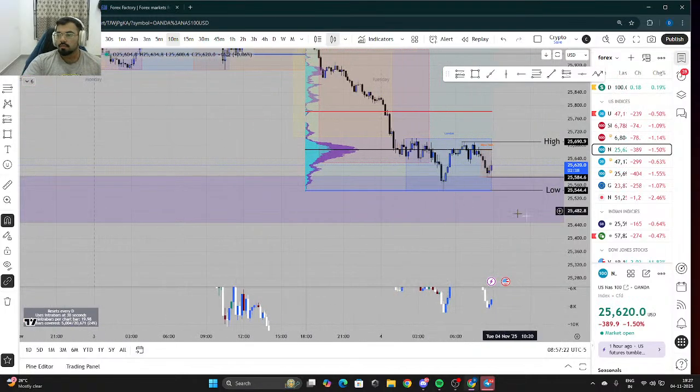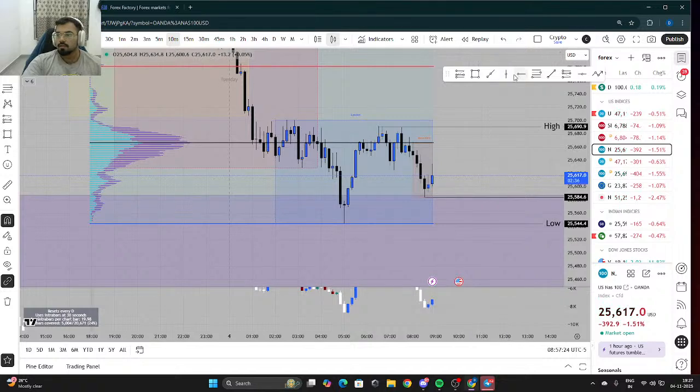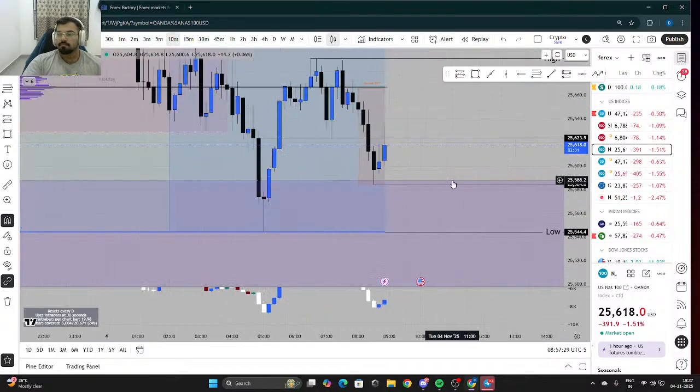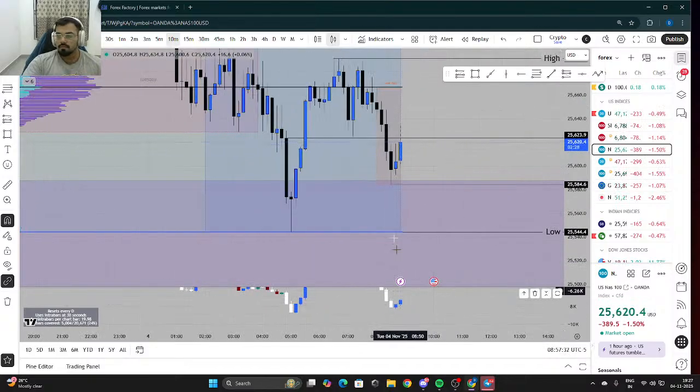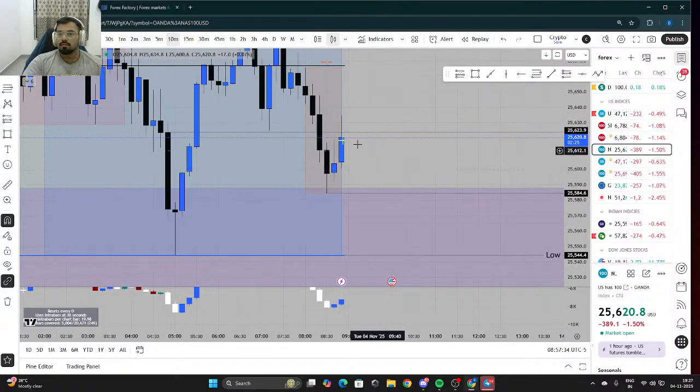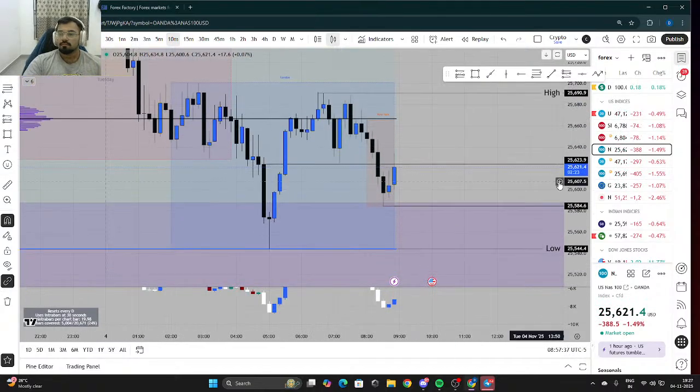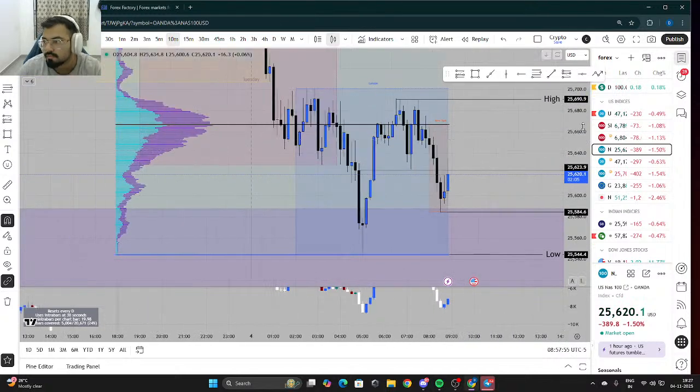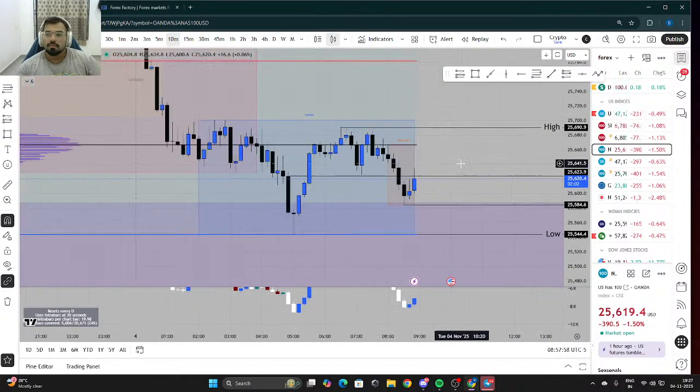The reaction is pretty good from these levels. Buyers clearly overtook sellers since there is an increase in the volume candle. But there's no confirmation that buyers will drive the price higher, since we're in a tight range, accumulating for the next move. Actually, I might trade Nasdaq today since it has better price action than US 30.